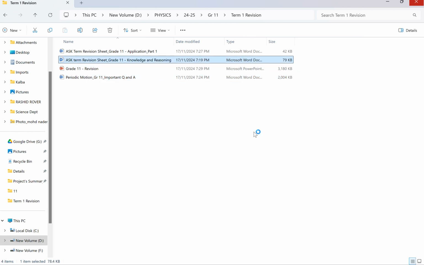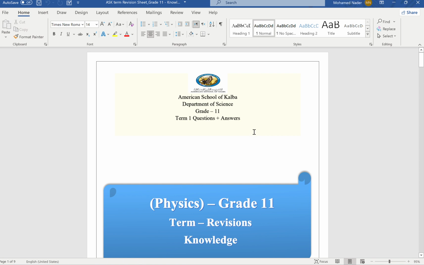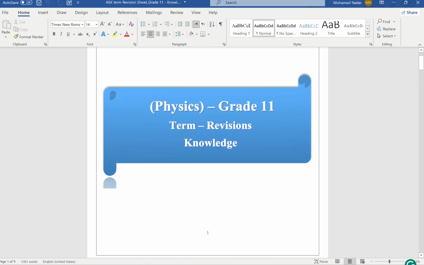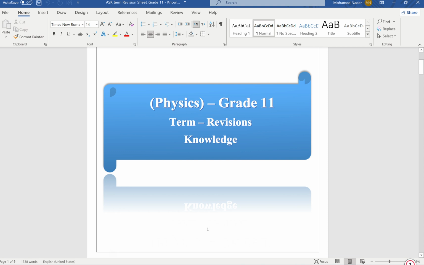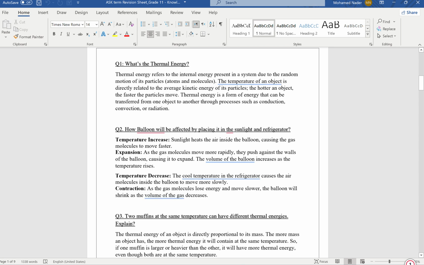Now let's start with knowledge and reasoning questions. You will find here different questions with answers. It doesn't mean that these are the only questions and answers we have. We have this part, the periodic motion part, as well as the slides. You can go through them as well. So we have the first question. It's asking about thermal energy.